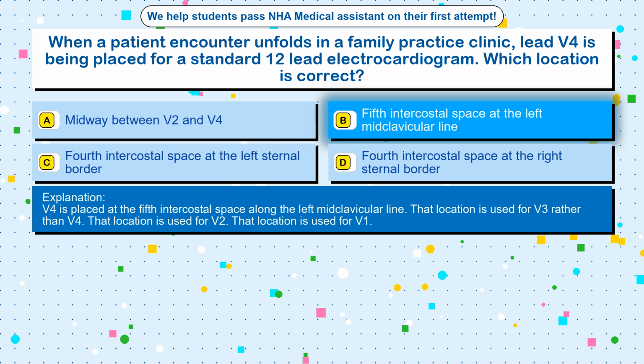That location is used for V2. That location is used for V1.